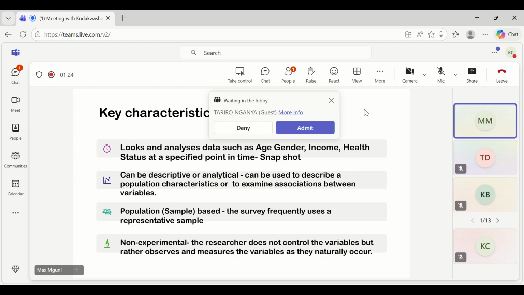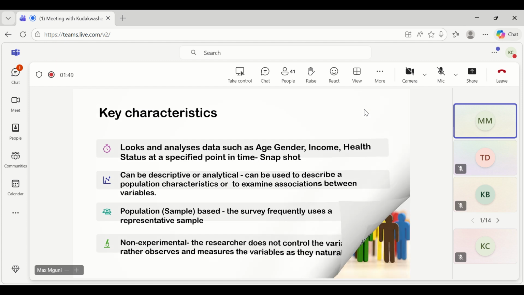It's usually population-based. The survey frequently uses a representative sample. It's non-experimental. So what it means here is that the researcher does not have to intervene or do anything, or to give the study subjects any kind of medication or any placebos, or to expose them to any kind of harm. We are just looking at them as they are in their population.